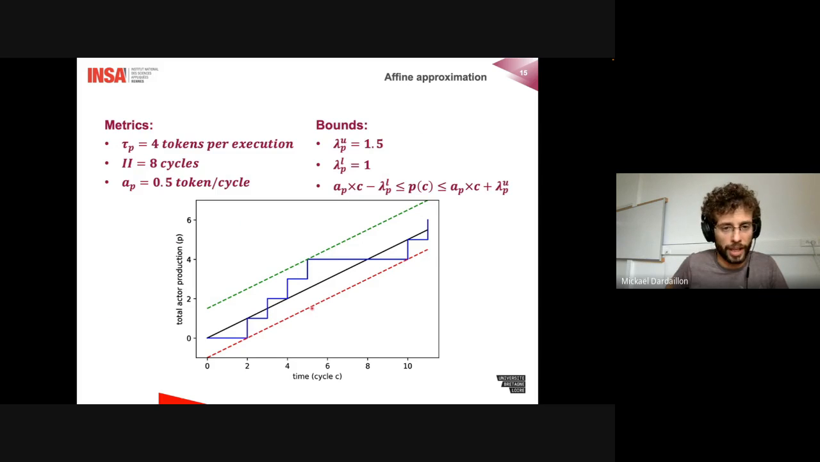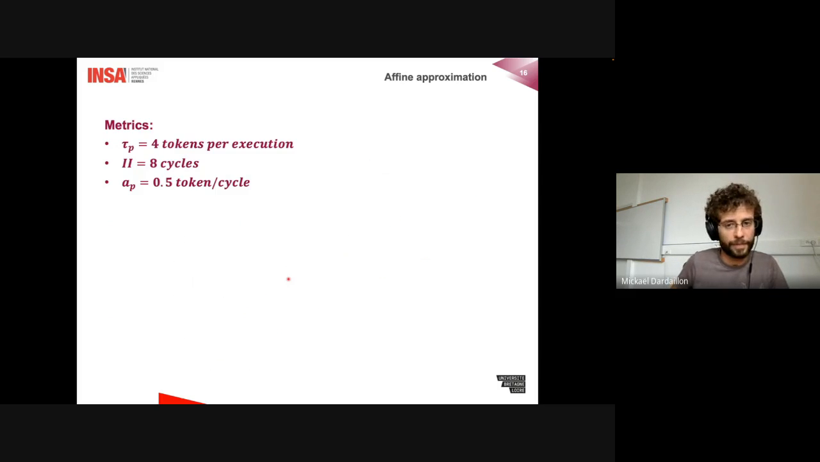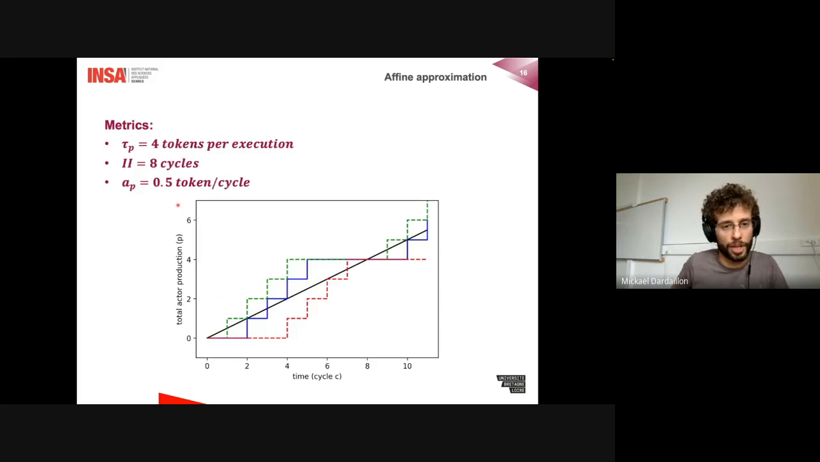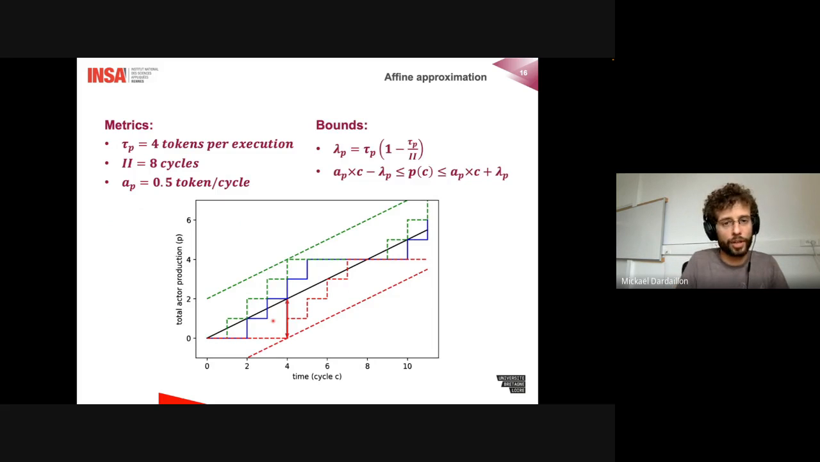Here I represented it knowing exactly the blue line, and now I'm going to do that with only this information. So it could be produced very early, very late, or in the middle. We're going to compute our worst case bound based on the number of productions and the initiation interval, and those two bounds are going to be equal. Lambda is the distance between my average production and this bound, and we are going to be able to bound our production in this way.